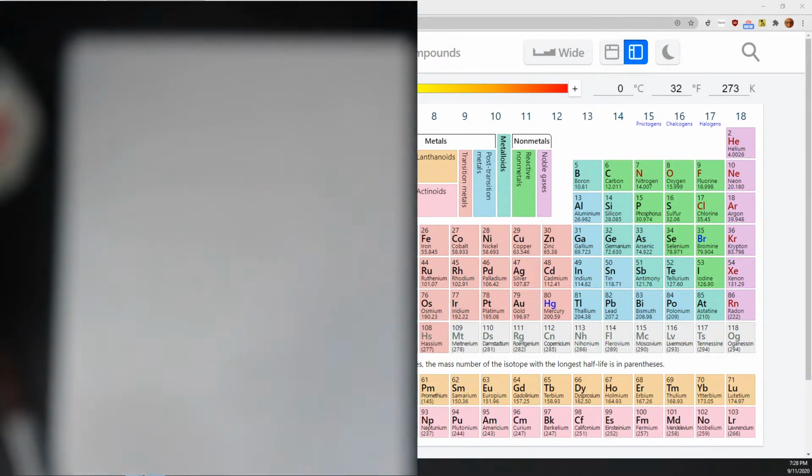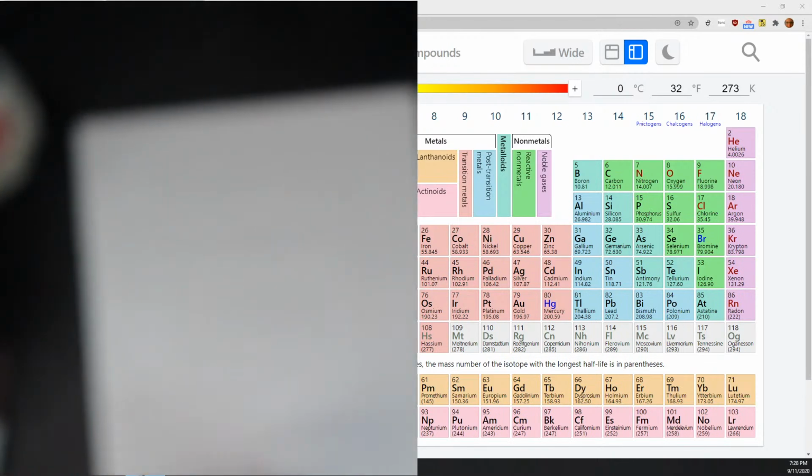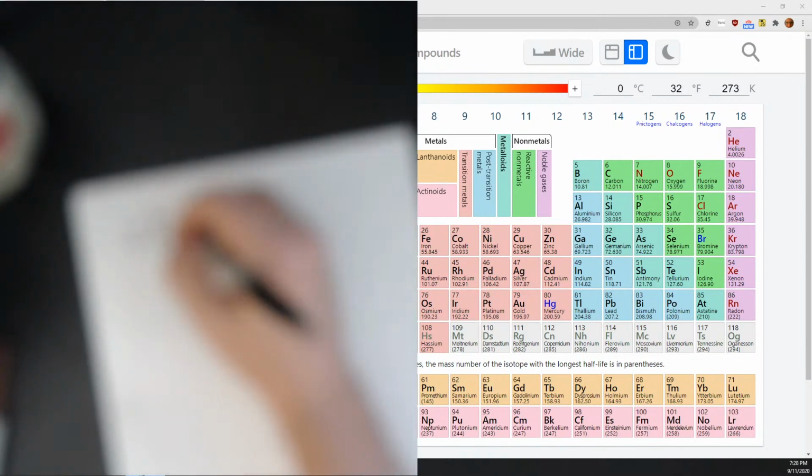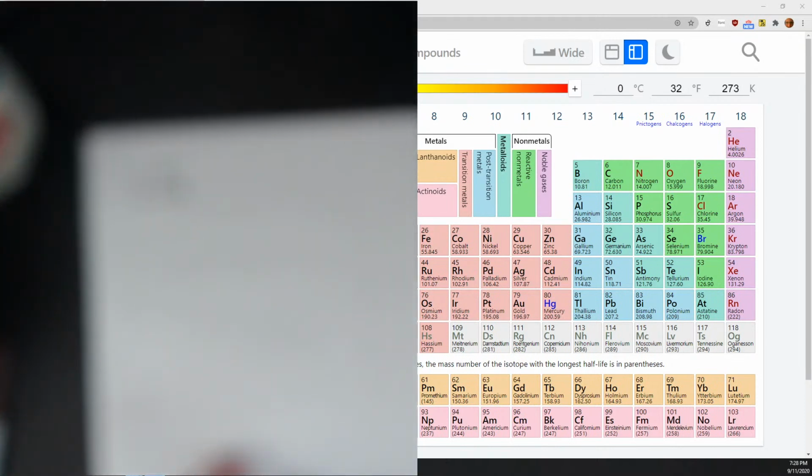Here we'll look at carbon tetraiodide. Why? Because it's different. All right, carbon tetraiodide, CI4.